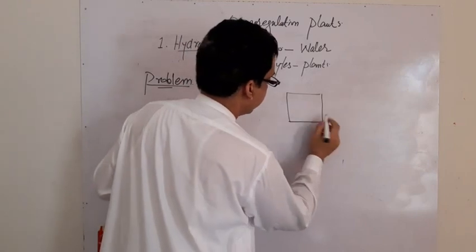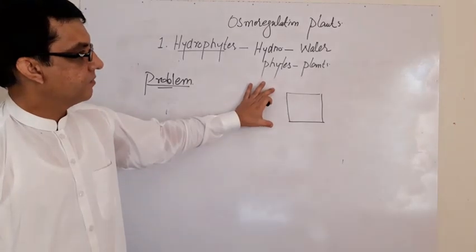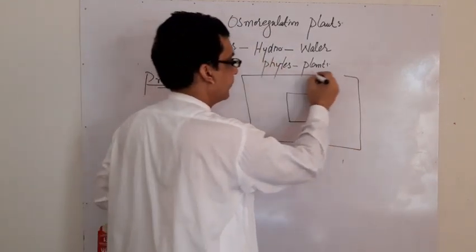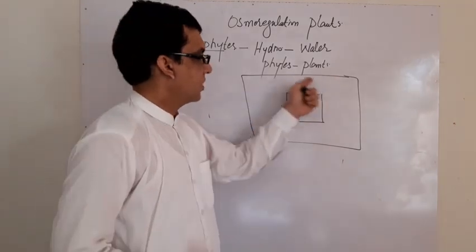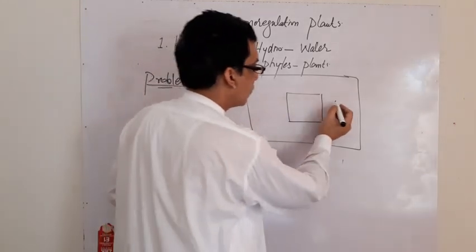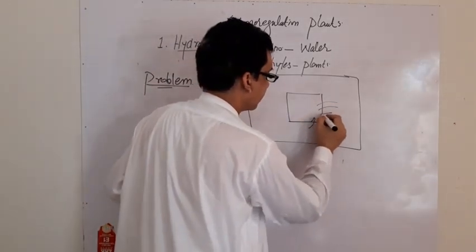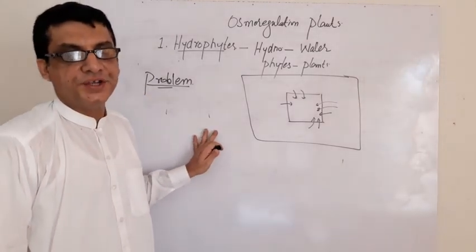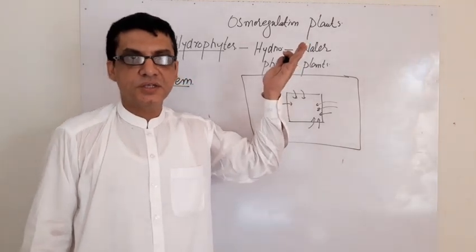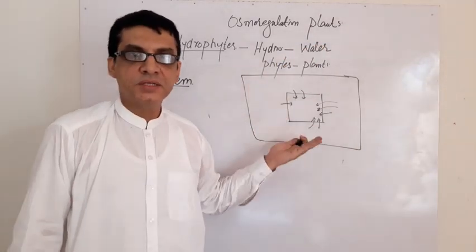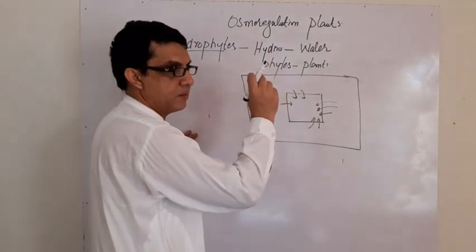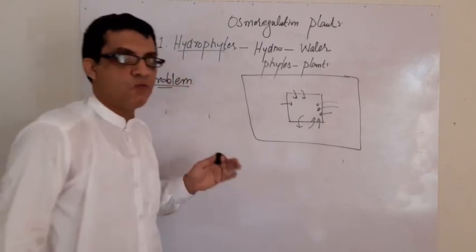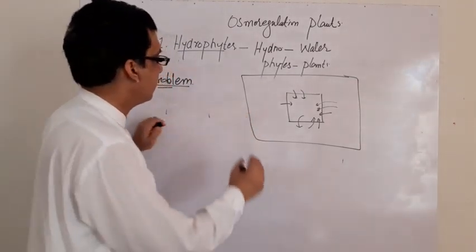Let's say this is the internal environment of these plants, and this is the surrounding environment. In the surroundings there will be water, so more water will enter inside their body. They will face the problem of hydration, and their osmotic pressure and water concentration will increase and be disturbed. But they will maintain the internal environment constant with respect to water. Either they have a mechanism by which excess water will be removed, or less water will be absorbed. So they face the problem of hydration.